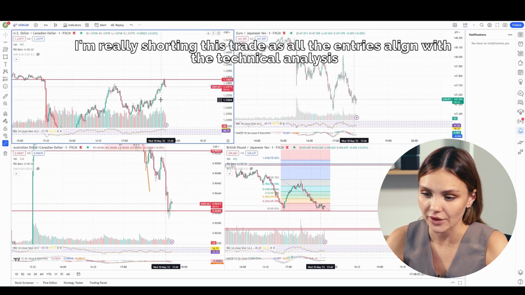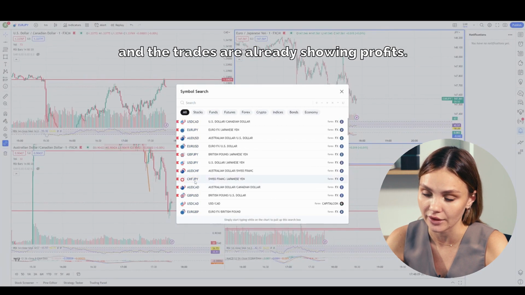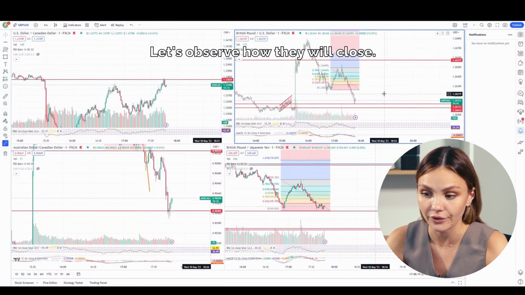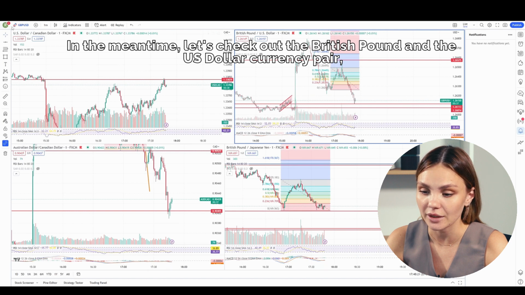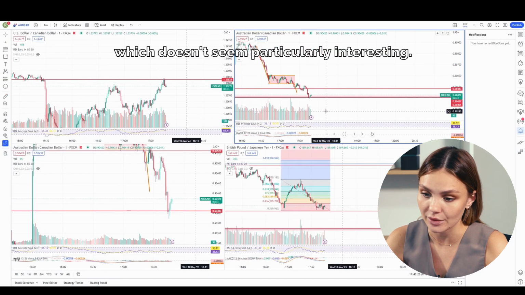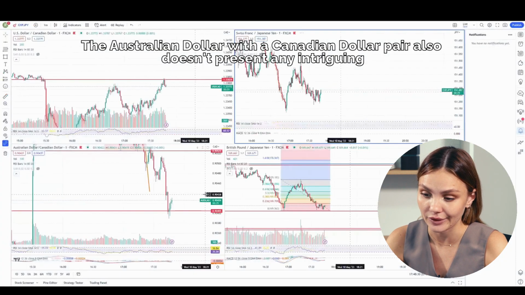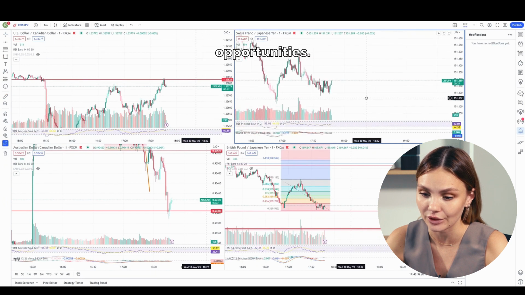I'm really short in this trade as all the entries align with the technical analysis and the trades are already showing profits. Let's observe how they will close. In the meantime, let's check out the British pound and the US dollar currency pair, which doesn't seem particularly interesting. The Australian dollar with the Canadian dollar pair also doesn't present any intriguing opportunities.